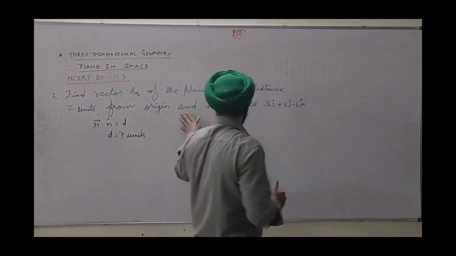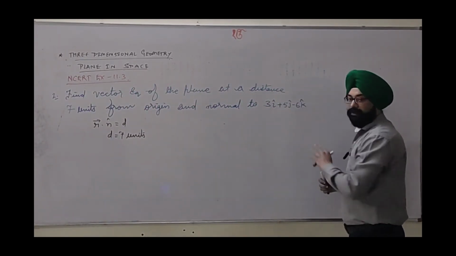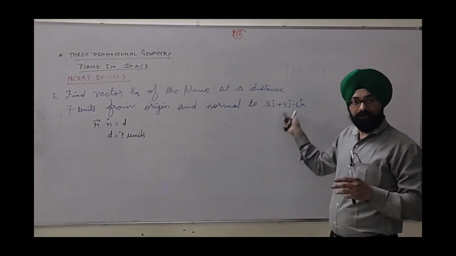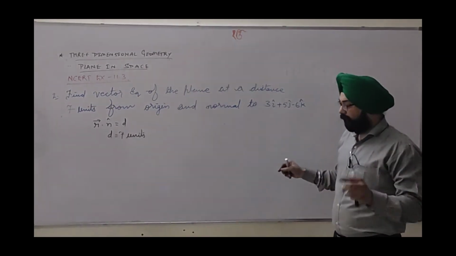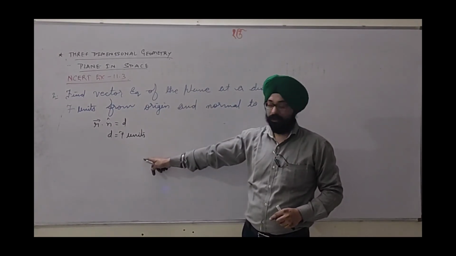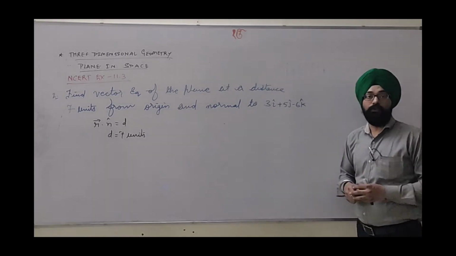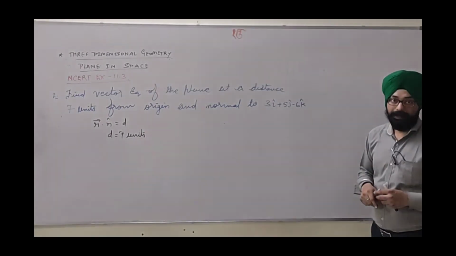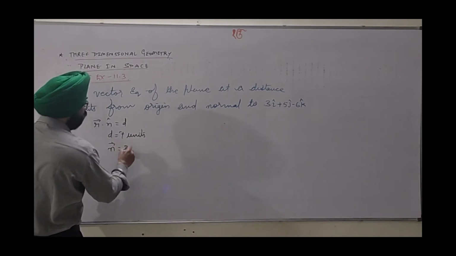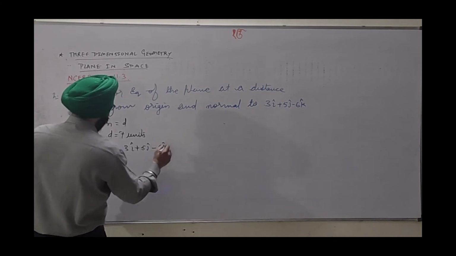Here we are given that the plane is normal to this vector 3i plus 5j minus 6k. The plane is normal to this vector, or we can say this is the vector normal to the plane. But the condition is, in normal form, d is given, the distance of plane from origin, but that vector must be a unit vector. This is not a unit vector. We can't say this is n cap. We can write here that it is n vector as 3i plus 5j minus 6k.